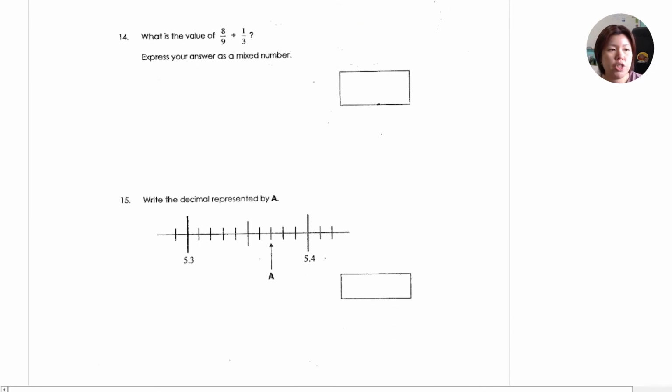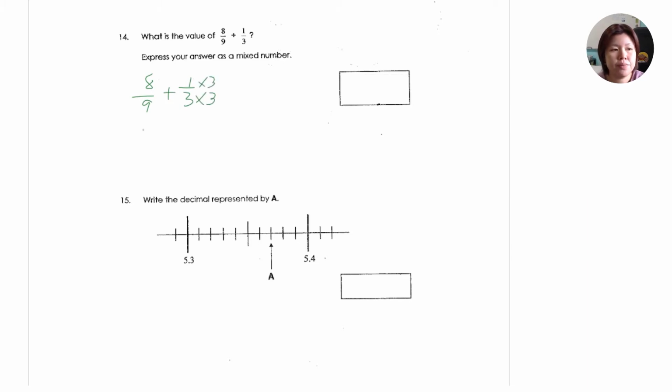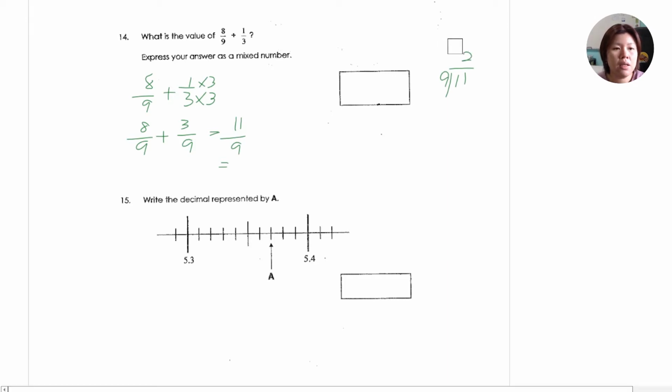Let's move on to the next question. It's asking for what is the value of 8/9 plus 1/3. So 8/9 plus 1/3. Change to the same denominator. So it's 11/9, mixed number. In case, take 11 divided by 9. It's actually 1. 11 minus 9 is 2. So 1 2/9.